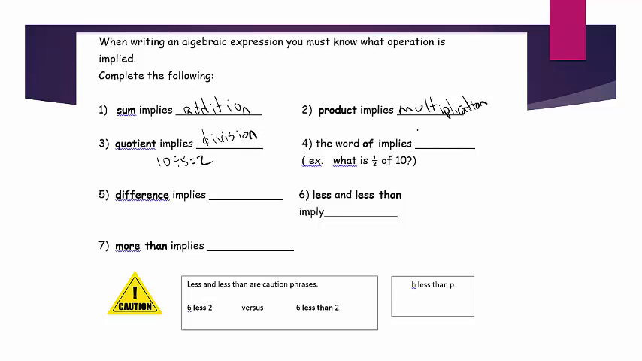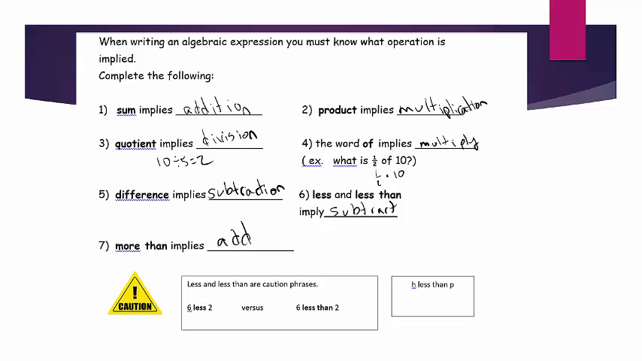If you see the word of, here's a little trick. It means multiply. So if you ever see 2 numbers and the word of, you can really just change that of into a multiplication symbol, and now it's a problem that's easier understood. Lastly, if you see difference, that's going to mean subtraction, so that is the answer to a subtraction problem. Similarly, if you have less and less than, that also means subtract. And more than means add.